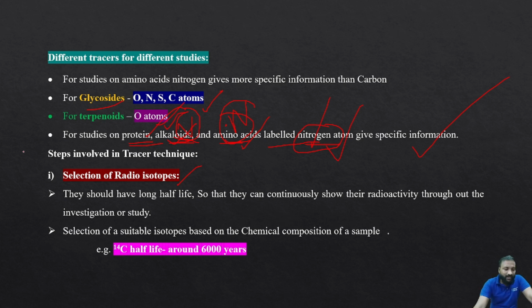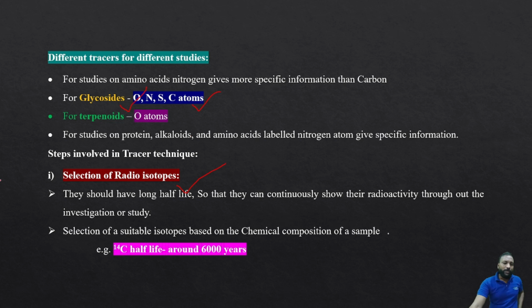So for that reason, to perform biogenetic investigation, biogenetic studies by means of tracer techniques, first and foremost we should select a radioactive isotope with respect to the secondary metabolite. If you want to investigate glycoside, you can take any one of oxygen, nitrogen, sulfur and carbon. Clear? So first you need to decide which compound you are focusing on, which thing you are going to investigate. Then after that you should select the radioactive isotope.